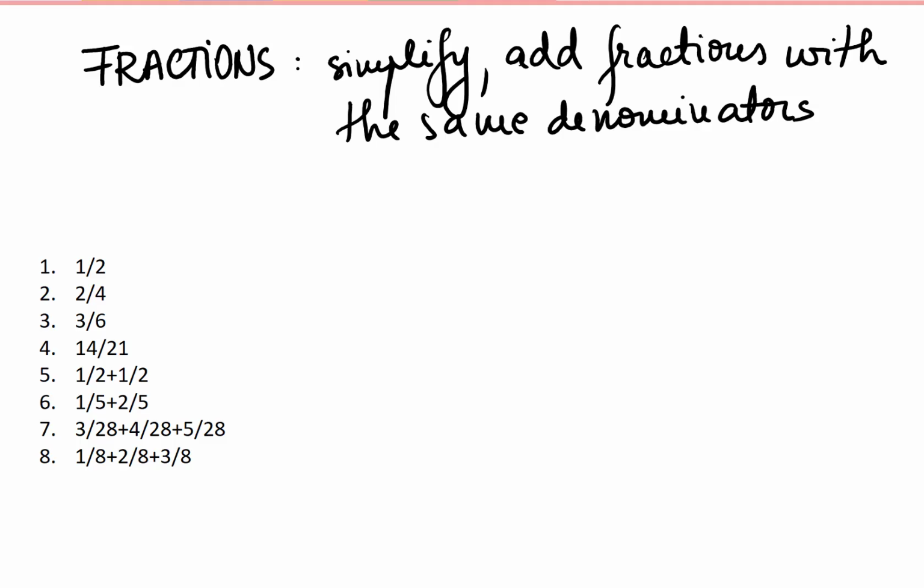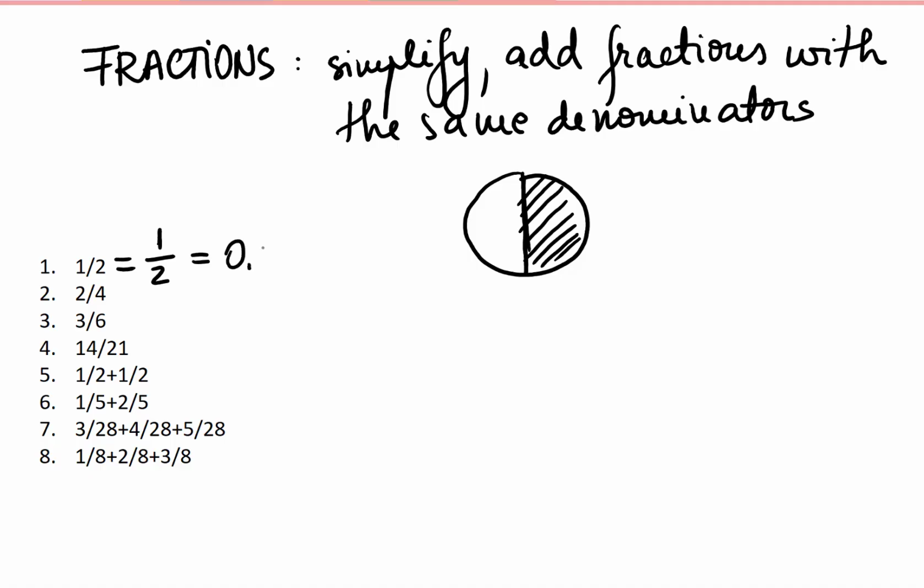So, for example, in problem 1, we have 1 over 2, or it can also be written like this. And this is the simplest form that we can have. Like, for example, if this is a whole, 1/2 means just half of it, right? It's 1 part out of 2. So basically, 1 over 2 means 0.5.